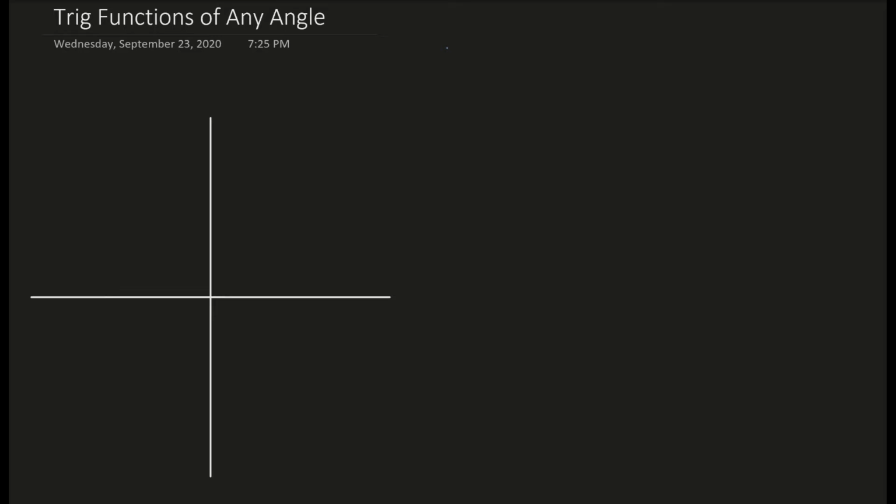Now, what we're going to be talking about in this video is what happens if I give you just a random coordinate. So here, let's say that they give us a point 9, -12. And they want us to find all the trig ratios for this coordinate.